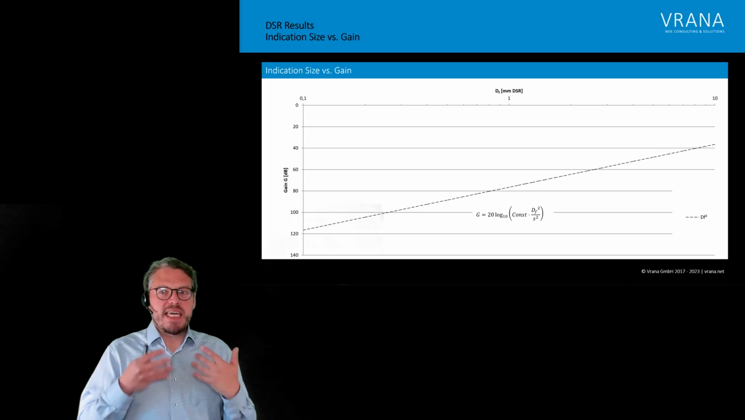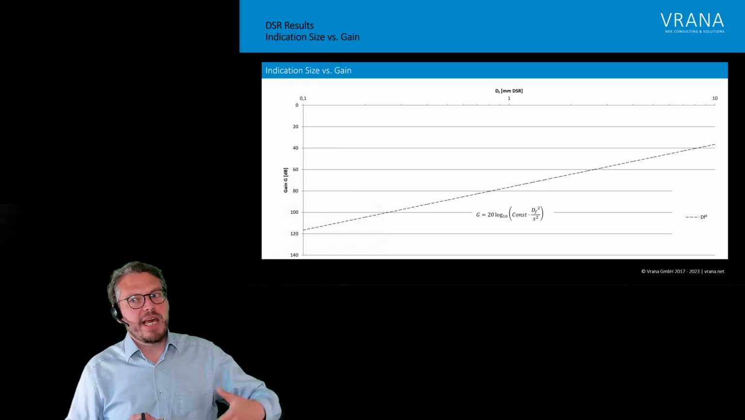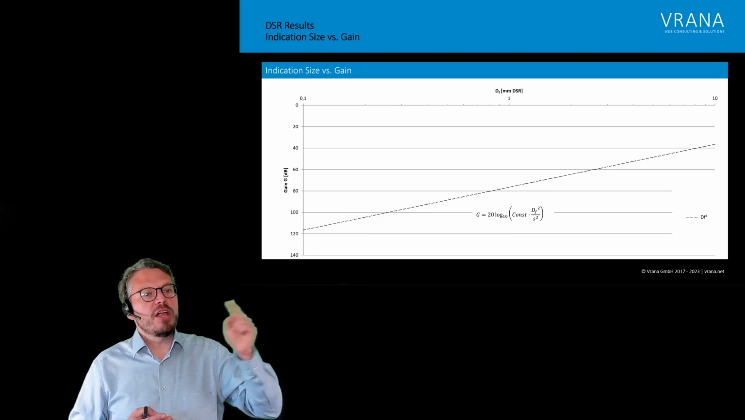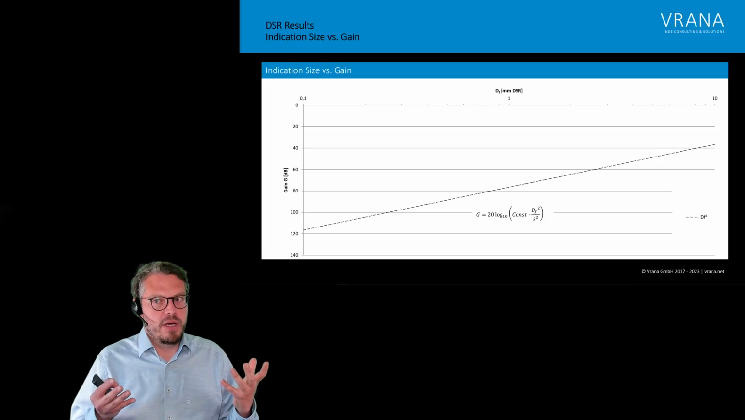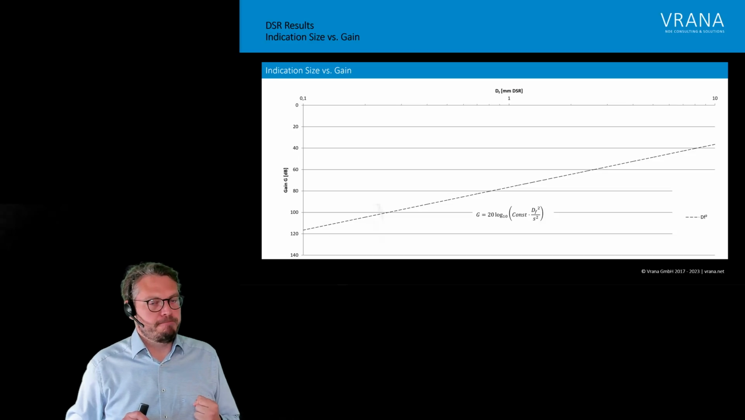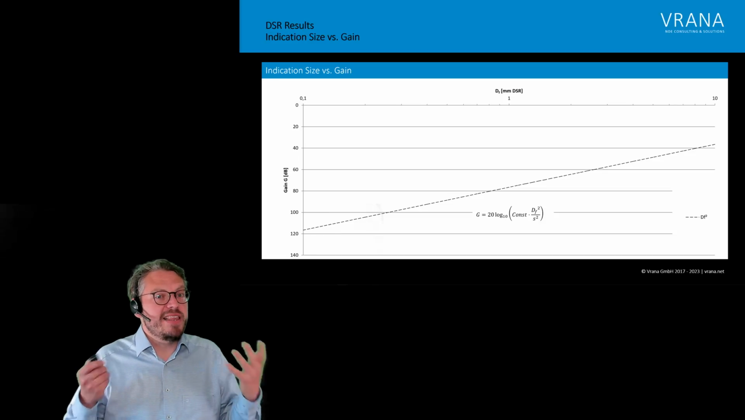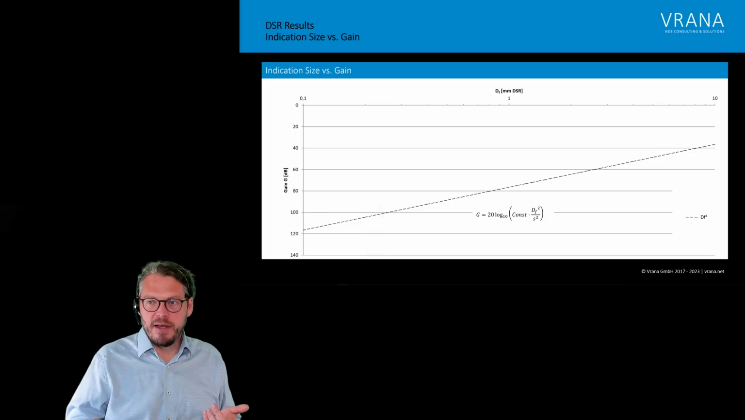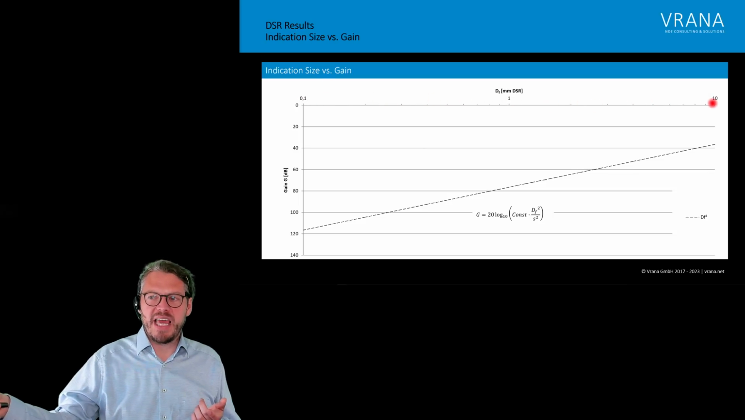What you can see here is a diagram where on one axis we can see our gain, and on the other axis we can see our indication size, the diameter of our disc-shaped reflector. And what you can see is that we didn't choose a linear display here. You can see that this scale up here is logarithmic. Down here it's 0.1, here we have 1, and up here we already have 10.